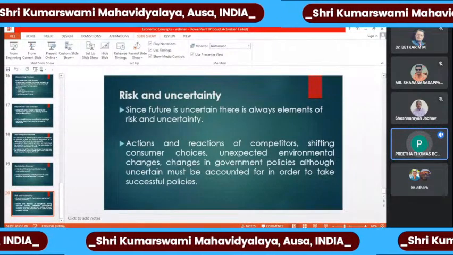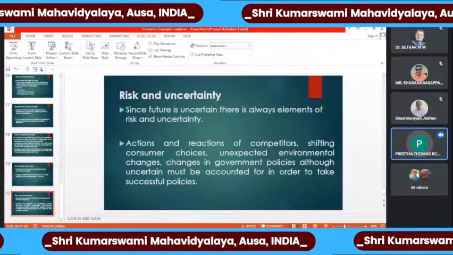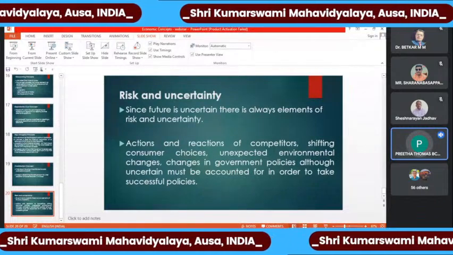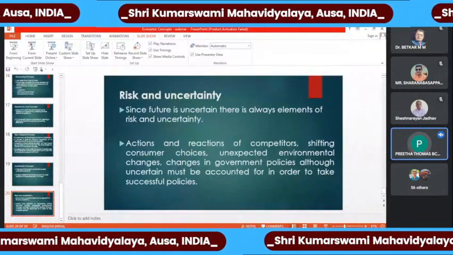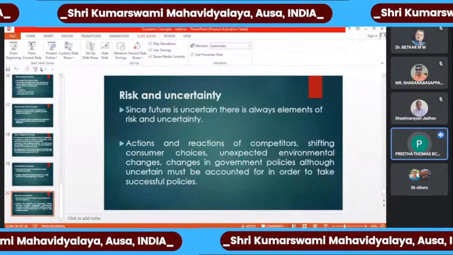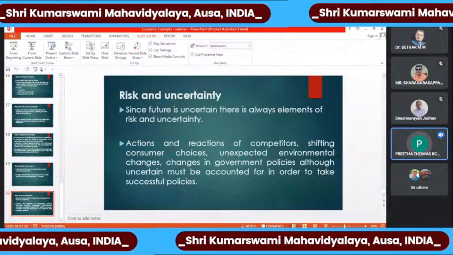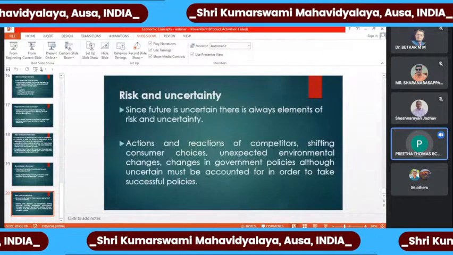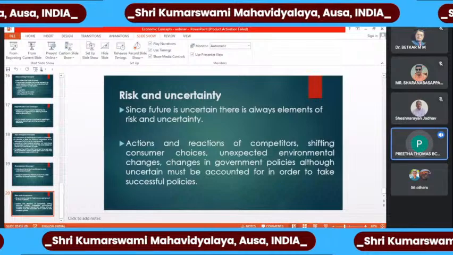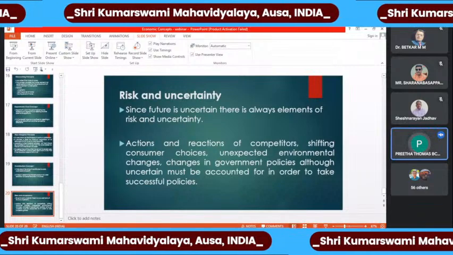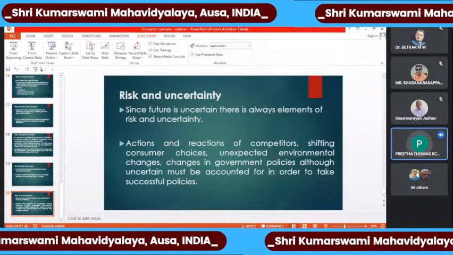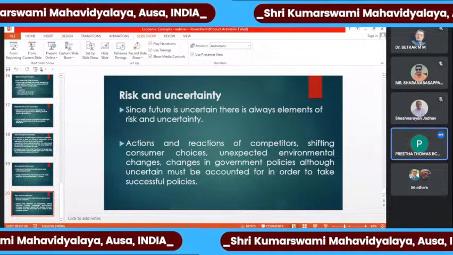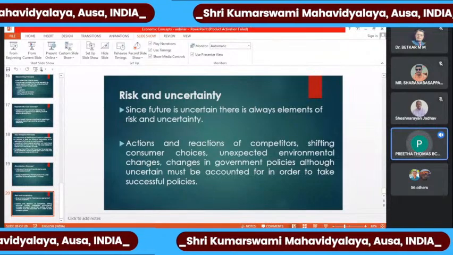Or some competitor came up with some better product, then people will all shift to that product. These kind of things will definitely happen in businesses, right? But we have to have an idea about this also, right? Unexpected environmental changes, changes in government policies, all this also must be accounted for while taking decisions. Okay, so these are about the principles of business decisions.